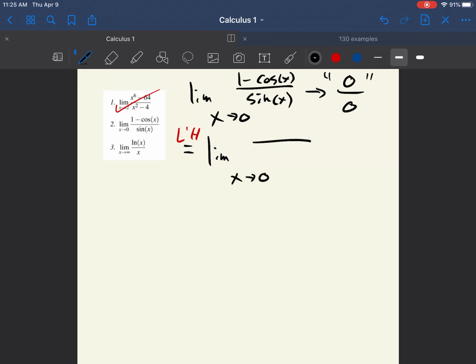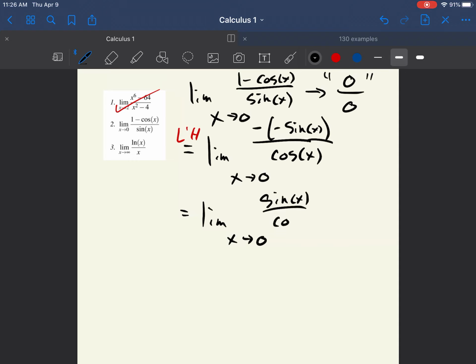Okay, so let's write down the numerator, the derivative of the numerator, right? So derivative of 1 is 0. The derivative of minus cosine. So here's that minus, and then the derivative of cosine is minus sine. So we have that. And then the derivative of the denominator. So derivative of sine is cosine. Okay. So we can write this as limit as x goes to 0 of, so minus, that's plus, and that's sine over cosine. And actually, I'm going to write that as tangent, right? Because sine over cosine is just tangent.